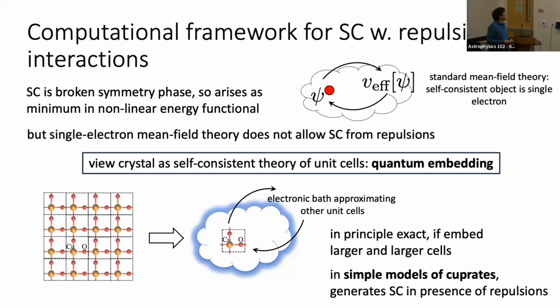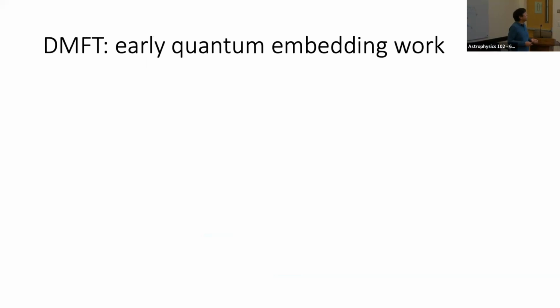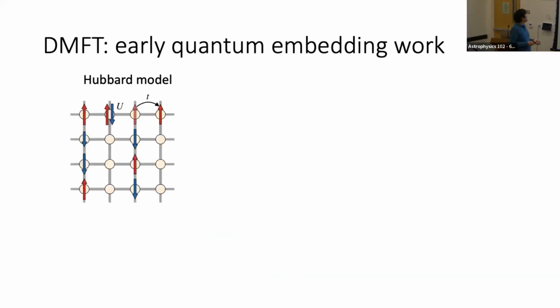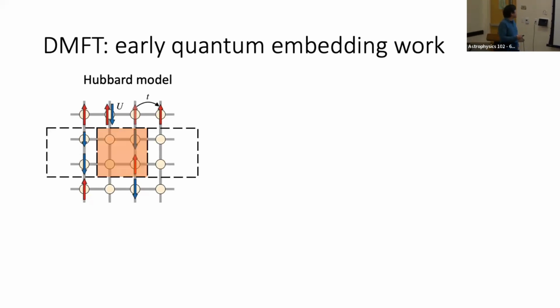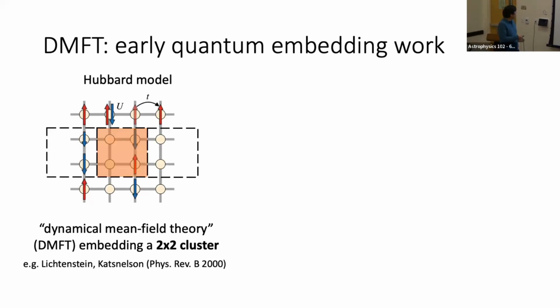The evidence really comes from a type of quantum embedding known as dynamical mean field theory. The details are not too important, but essentially in work on the Hubbard model 25 years ago, what these people did, such as Lichtenstein and Katsnelson, they cut out a small 2x2 cell, right? Solved for it in the presence of some approximate description of the environment and iterated this procedure. And the results they got out look like this.